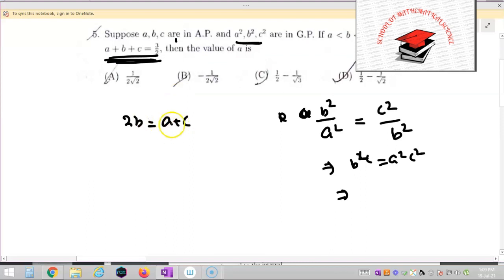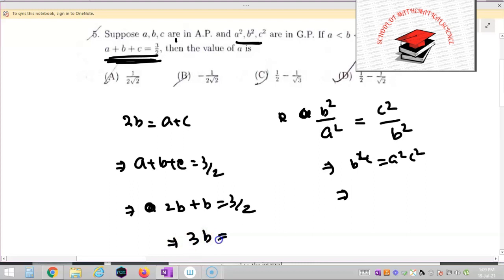Now observe that A plus C is equal to 2B. And A plus B plus C is equal to 3 by 2. That would imply 2B plus B is equal to 3 by 2, and hence 3B is equal to 3 by 2, and the value of B is equal to 1 by 2. So we got the value of B. So B to the power 4 is 1 by 16, which is equal to A square C square, right? So we got the value of A square C square is 1 by 16. Okay students.